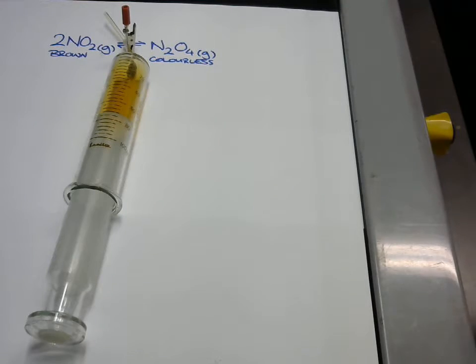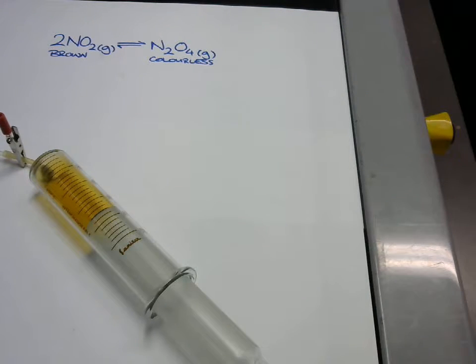So initially the particles got closer together, which made it darker. But then, as I held it there, it started to fade in colour. That means which reaction is being favoured? Forwards. Now, if I look at the equation, and I look at the number of moles, I can actually use Le Chatelier's principle to explain this.